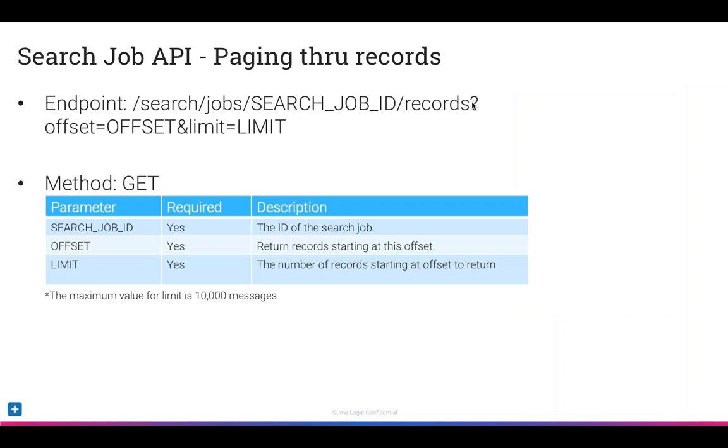Let's talk about paging through records. Again, if you're executing an aggregate query, then you're also going to have records associated to that request. Records works exactly the same as we saw for messages. Same exact parameters are required. The only difference is in the URL. We're asking for the records instead of the messages. Again, we're going to specify the offset, which is where we're going to start, and the limit that we're going to return. And again, the maximum value that you're going to get is 10,000 records at a time.